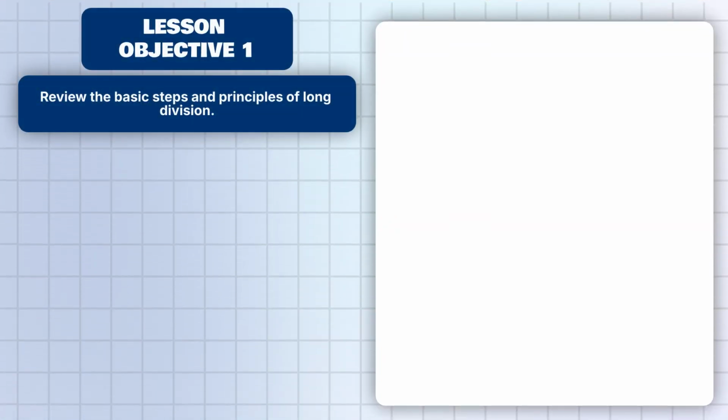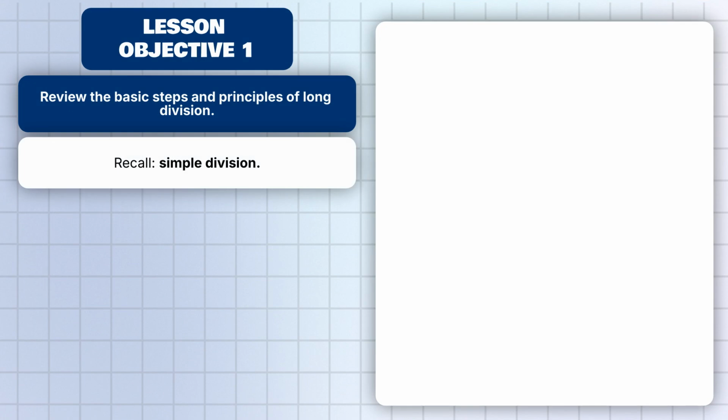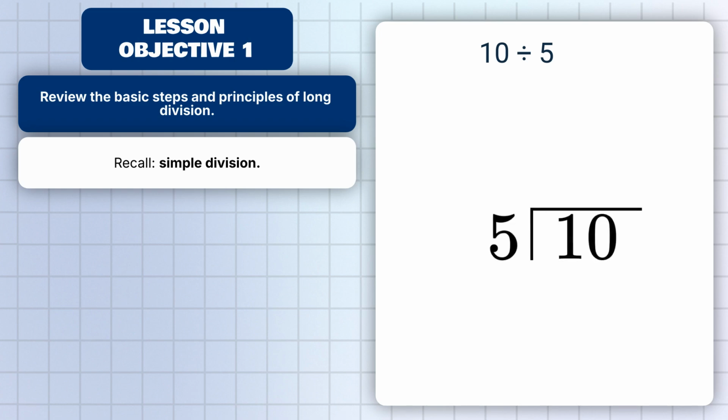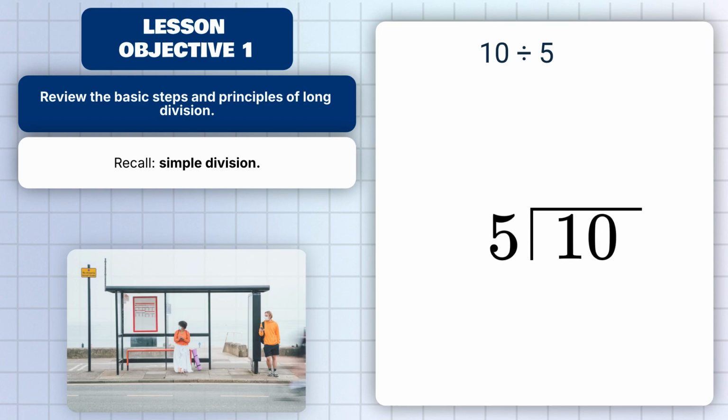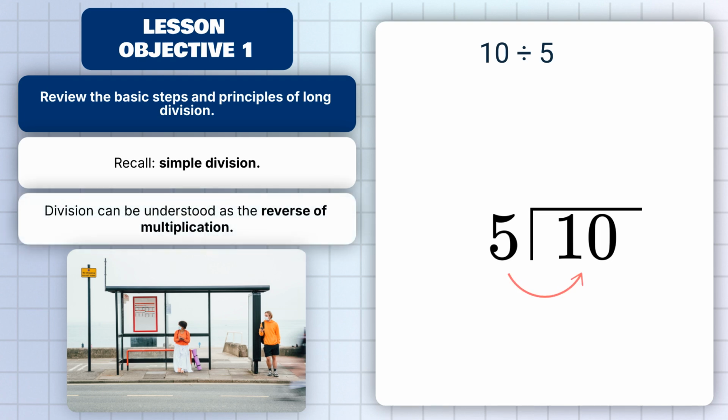Before we delve into long division, let's recall simple division. Take the example 10 divided by 5. We can draw it out like this. This is sometimes called the bus stop method because the shape looks a bit like a bus stop. The number that is being divided is inside the bus stop, and the number which it is divided by is outside. Remember that division can also be understood as the reverse of multiplication. So how many times does 5 go into 10? The answer is 2 because 5 multiplied by 2 is equal to 10. So 10 divided by 5 is equal to 2.